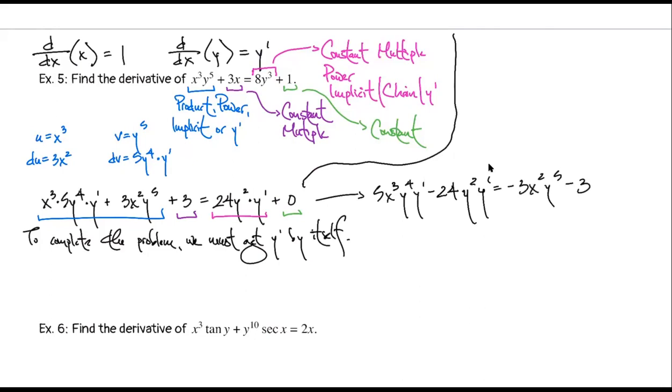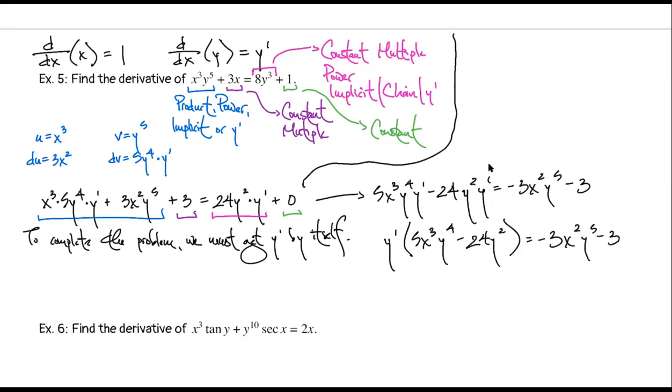Right? Now, what's the benefit of collecting all of the y primes on one side? Exactly. The reason why we're collecting all the y primes on one side is because now we can say y prime is common to both terms. So if I factor that out, that gives me this.